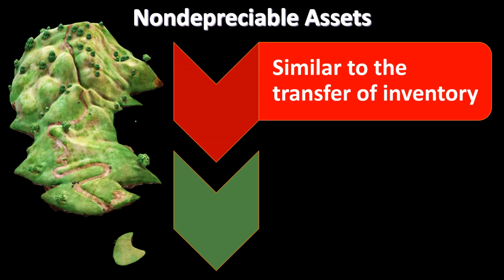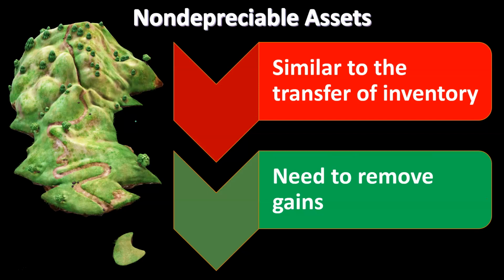It should be even easier than inventory in some ways, because with inventory you're questioning whether or not the inventory has been resold. Land, you would think, would stay put if you sold it from subsidiary to parent or parent to subsidiary. Once that took place, it would stay put and not have that resale component. So you need to remove the gains.